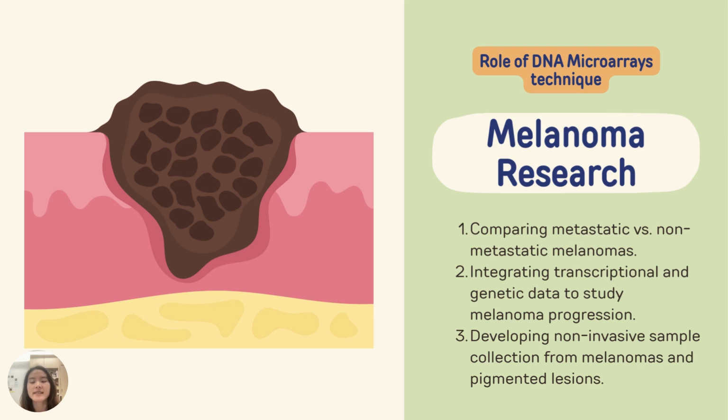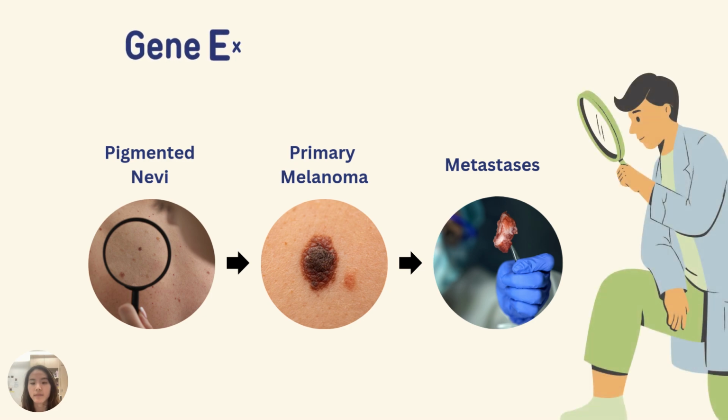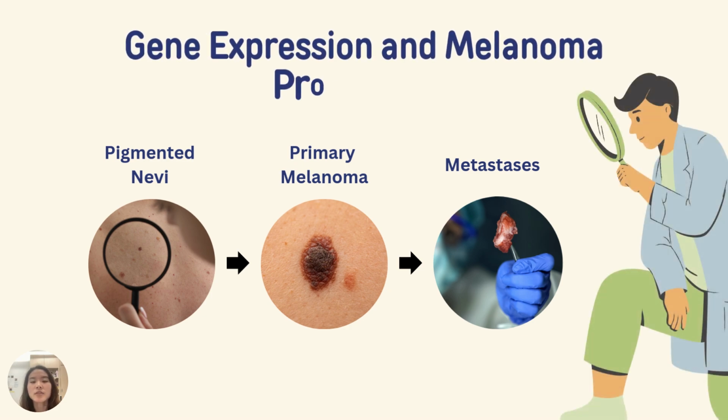The DNA microarrays have been used in, firstly, comparison of metastatic and non-metastatic melanomas. Secondly, in the integration of transcriptional and genetic data in melanoma. And lastly, in the development of non-invasive sample collection from melanomas and pigmented lesions. The modular progression of melanoma transitions from benign pigmented nevi to primary melanoma and eventually to metastatic melanoma.